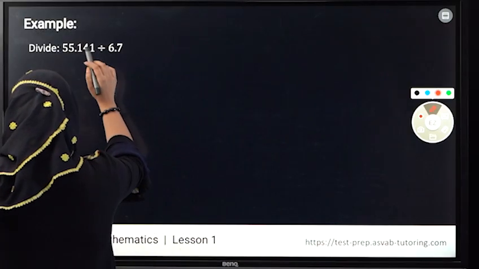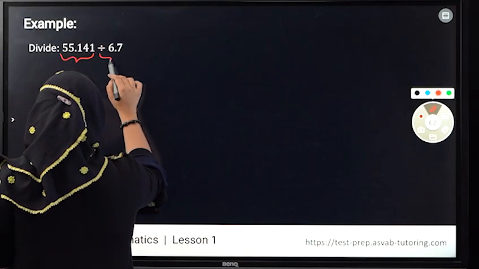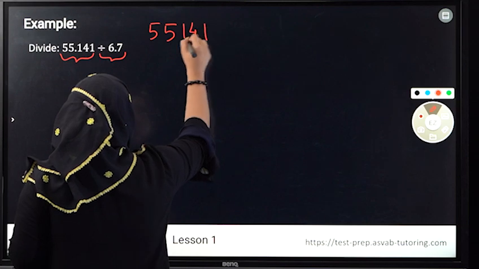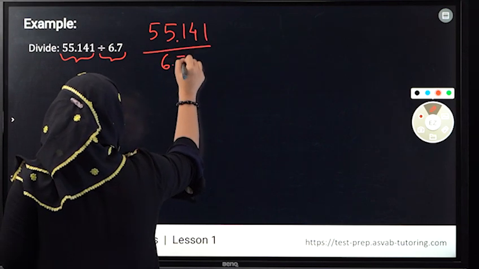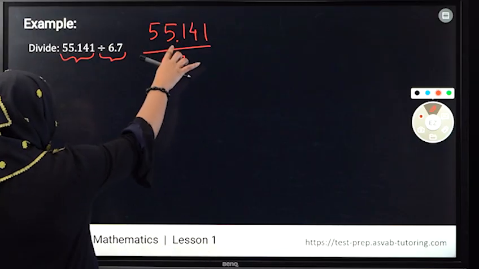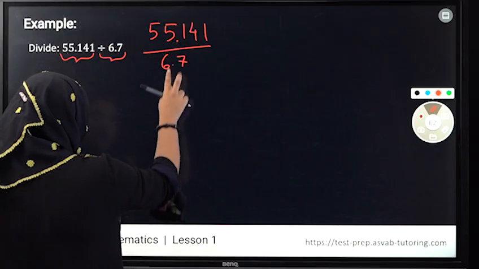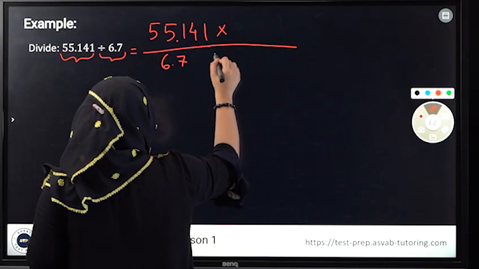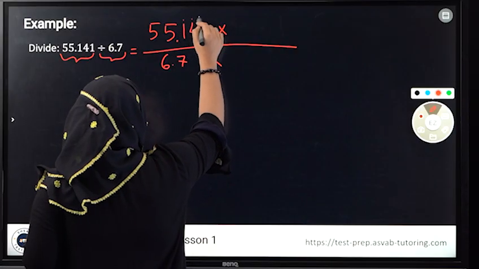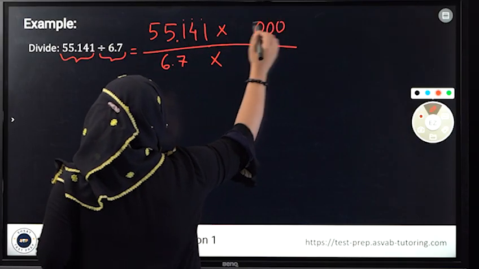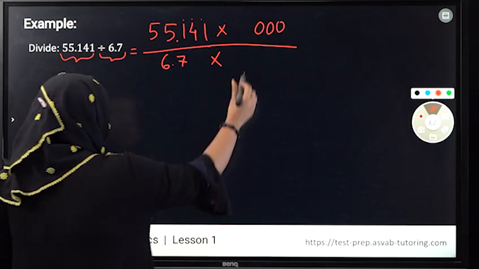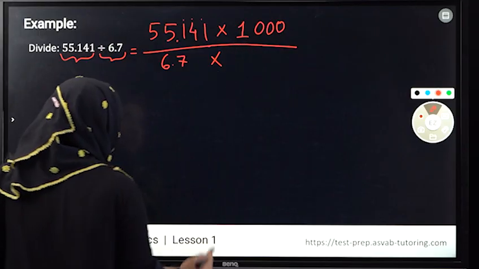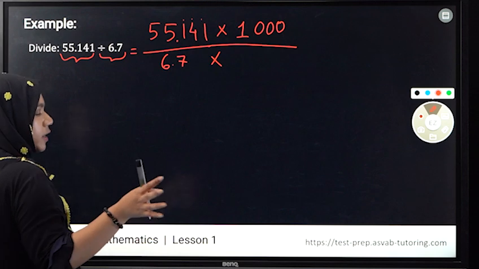The first thing that we do need to know is how to remove the decimals, okay? If we write it in this format, 55.141 and then 6.7, we have three numbers that go next to the decimal. We have one number that goes next to the decimal. So if we multiply this, it's going to be times what? We need to multiply by 3 zeros so that the decimal moves to the right, okay? Now, 3 zeros are not just going to be there for no reason. So we need to put a 1 over here.